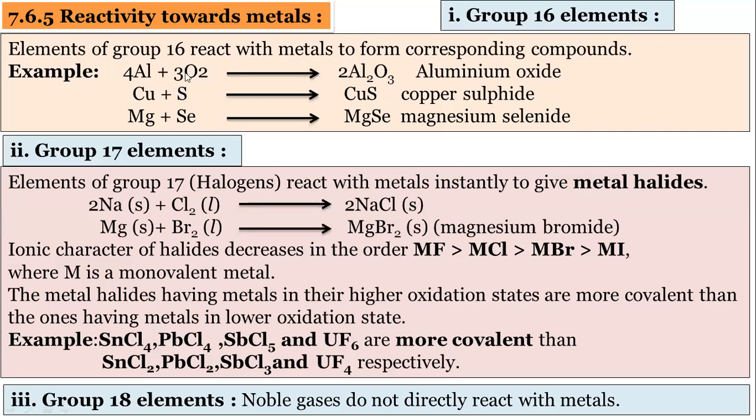So this is a reaction with aluminium metal. 3O2 plus 4Al gives 2Al2O3, aluminium oxide. And then sulfur reacts with copper, it forms copper sulfide. So this is the reaction with metals, remember.